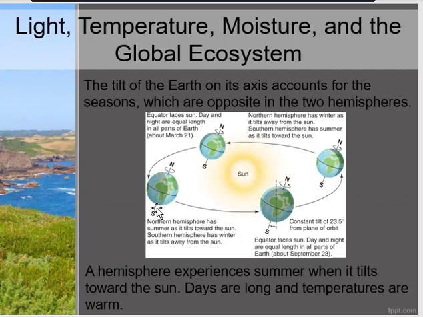Now, that's why in the southern hemisphere, they have opposite seasons. When it's our summer, it's their winter because they're tilted away from the sun. And when it's our winter, it's their summer because they're over here, they're tilted towards the sun.